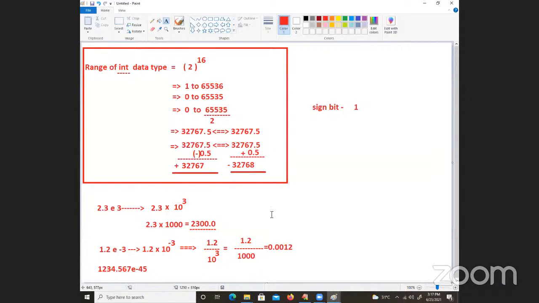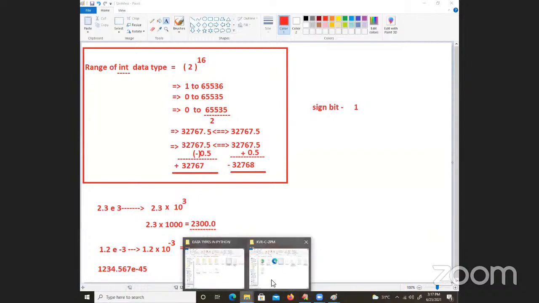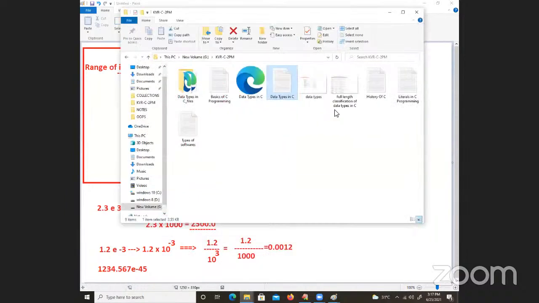Number 1, what is the first data type? Int data type. Second is float data type. Next is double data type and char data type. Int, float, char, double. Regarding that, we also have some subdivisions present inside of it. Let me open that. What exactly is the division? Now I am opening it.